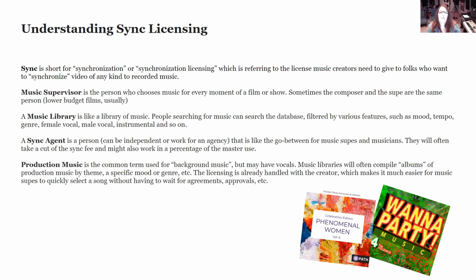First of all, a few definitions. Sync is short for synchronization licensing, which refers to the music creators, or actually the people who own the master recording, the copyright owner. They issue a license to people who want to use the music in anything visual.